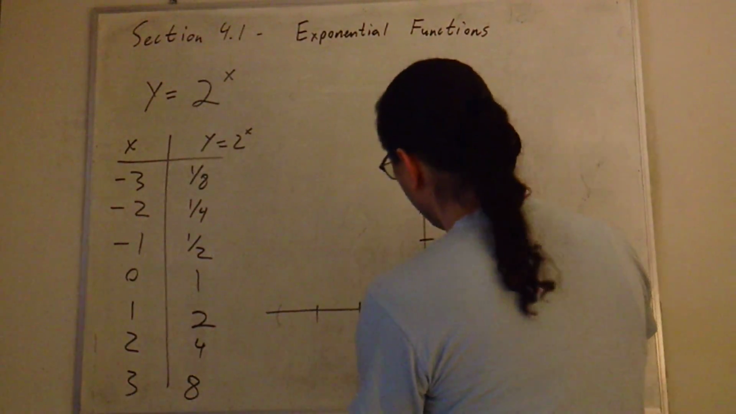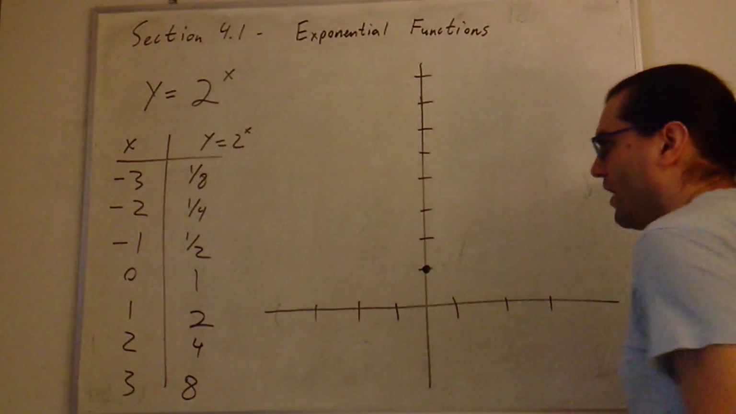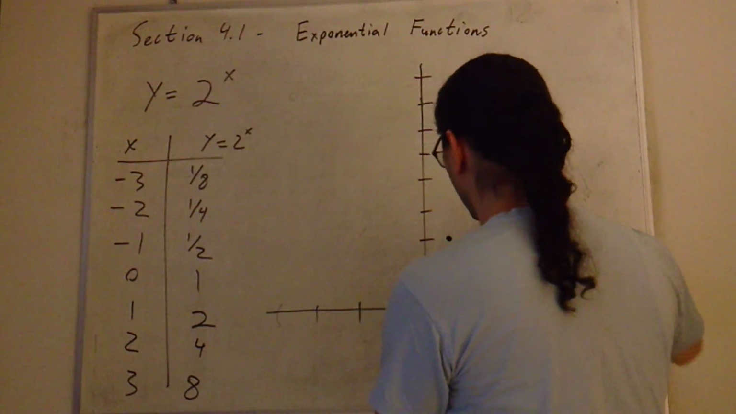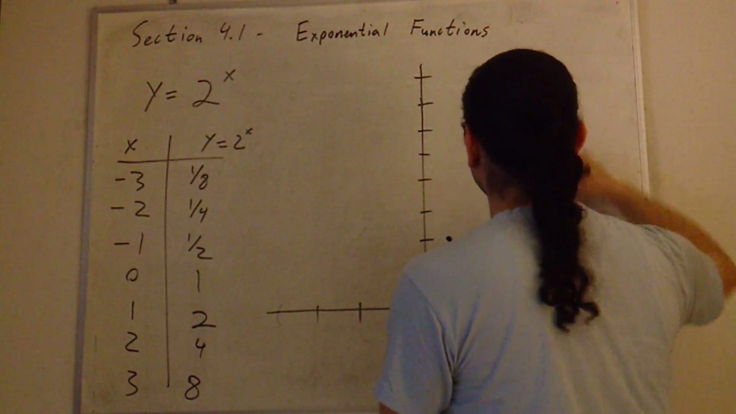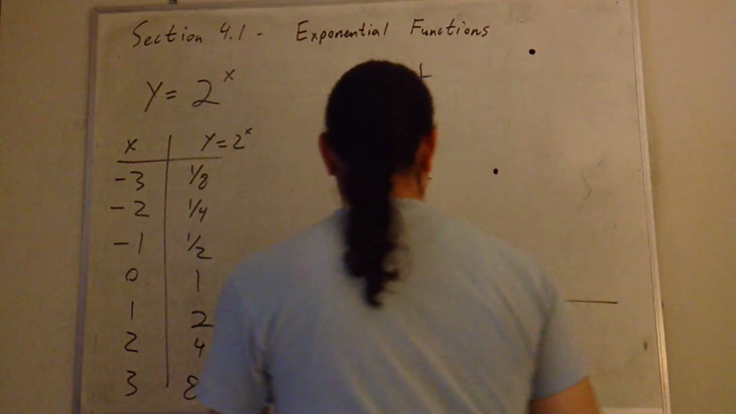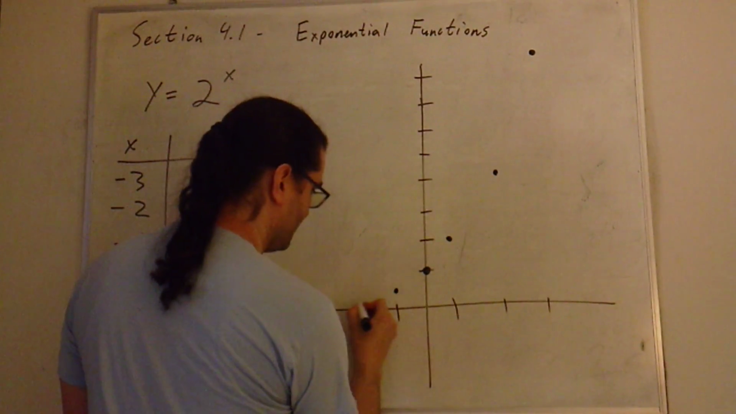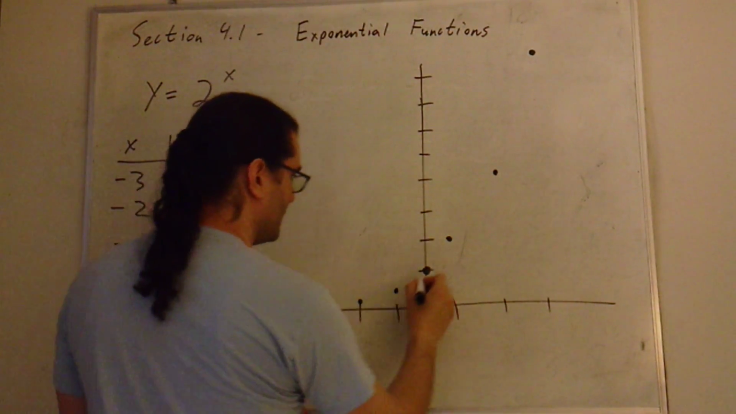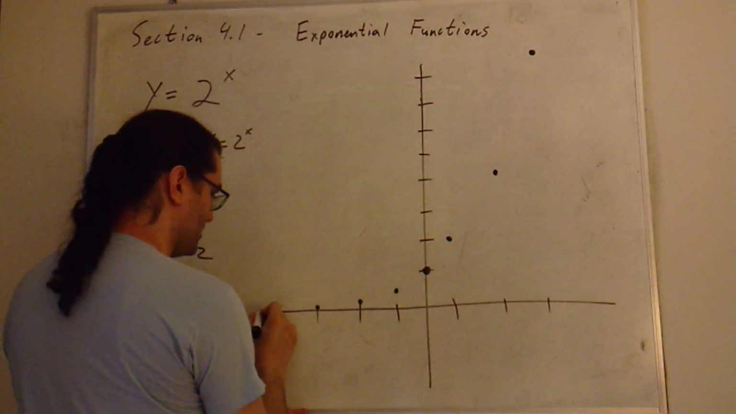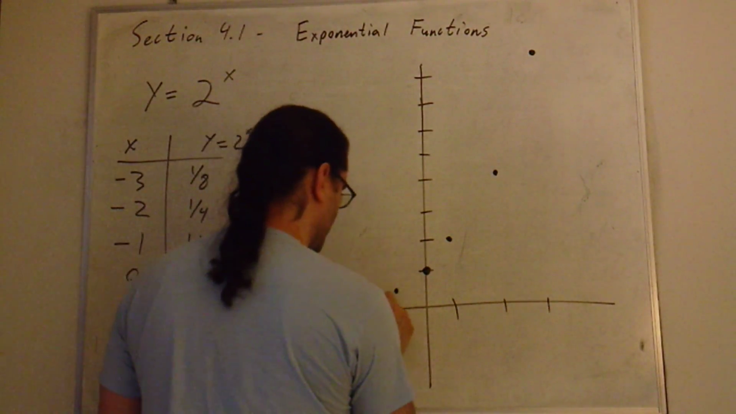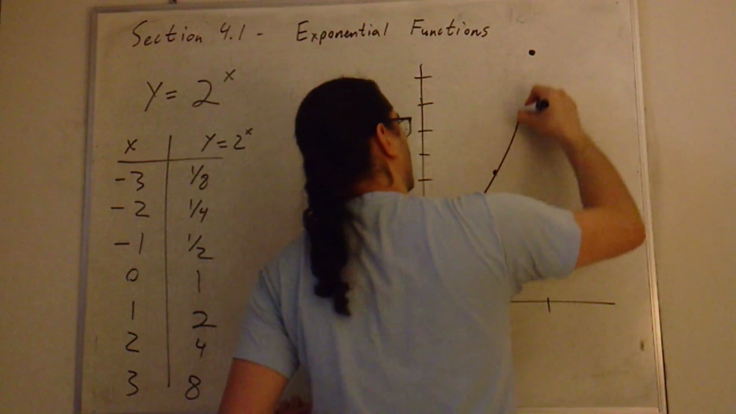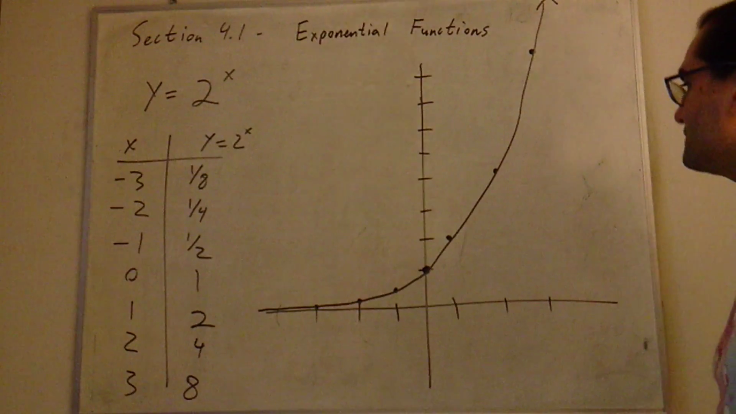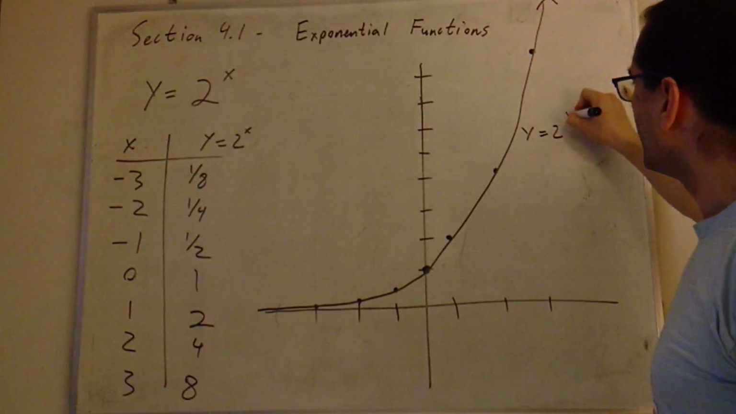Okay. This is sort of the baseline number, the y-intercept, happens right here at 0, 1. To the right, I get 1, comma 2, 2, comma 4, 3, comma 8. To the left, I get negative 1, comma 1/2, 1/4, 1/8 back here. So we end up with this shape that gets really close to the x-axis on the left and really, really far away from the x-axis on the right. This is y equals 2 to the x.